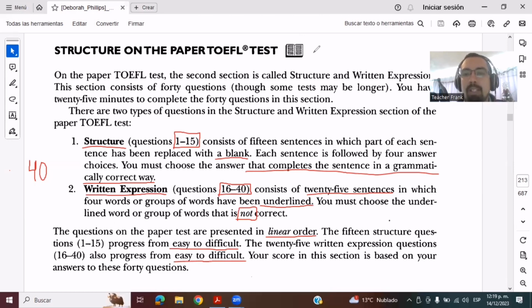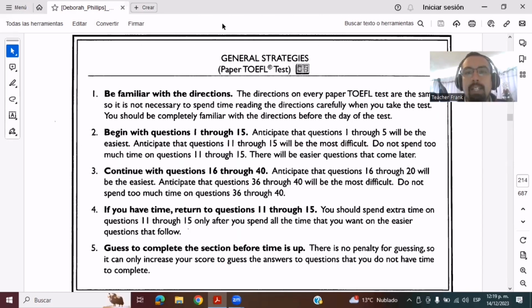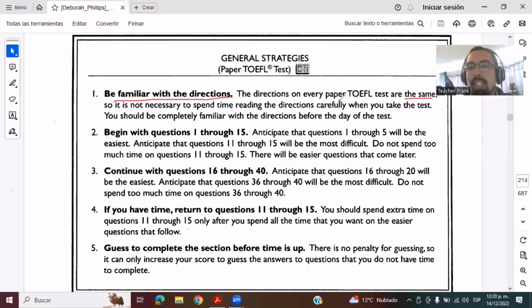All right, so if you want to pause the video, take some notes. Okay, these are some general strategies like we saw in listening. Now with grammar, again, be familiar with the directions, right? All of the directions in the TOEFL test are the same, like it says here. So it's not necessary for you to spend time reading the directions, right? Just be familiar and use the time to answer the questions, because time is very important in the TOEFL test, right? It gives the exam credibility, right? If it has time, you know, so you need to do it in a specific amount of time.